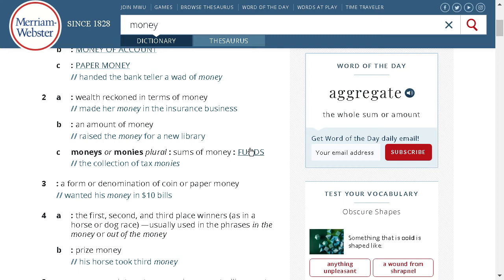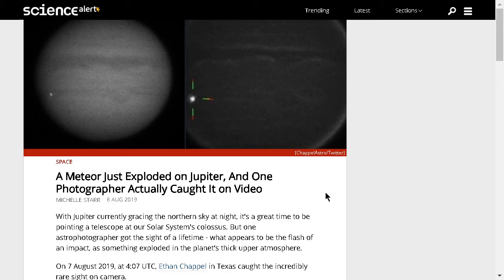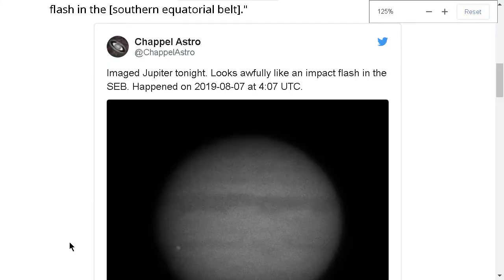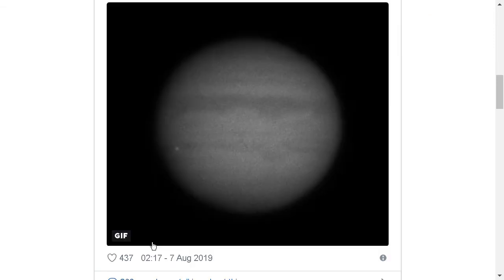If you're not aware, I don't know what to tell you, but a meteor exploded on Jupiter, and one photographer caught it on video. Check it out. Looks like a big one. And that waviness is caused by the Earth's atmosphere, if you were wondering, folks.